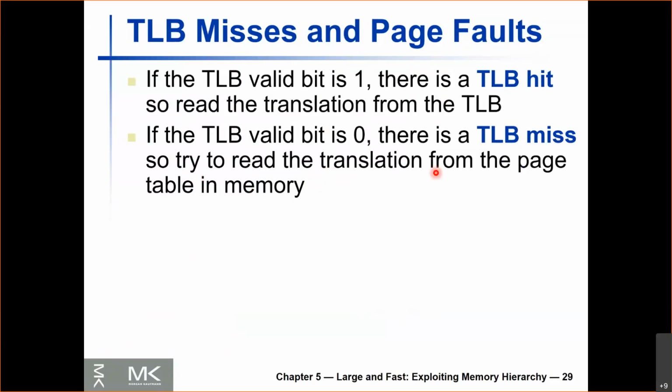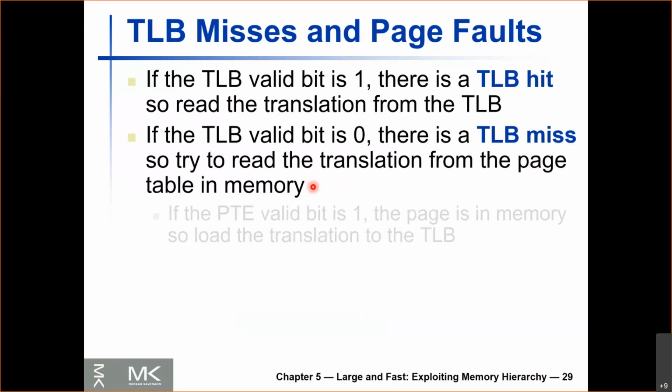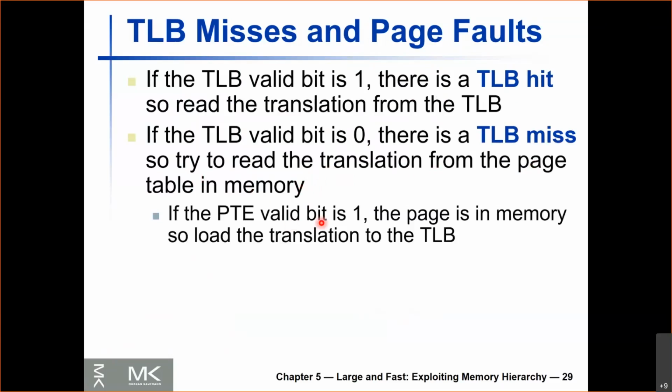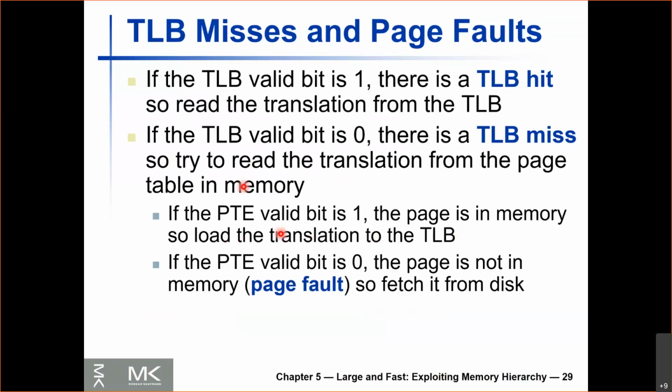Now, when we go to the page table in memory, we can have two possible scenarios. The first scenario is that the valid bit in the page table entry is set to 1. That means the page is in memory, so we load the address translation from the page table to the TLB. Or the valid bit in the page table entry could be set to 0. That means the page is not in memory, so we have a page fault, and we go and fetch the page from disk.